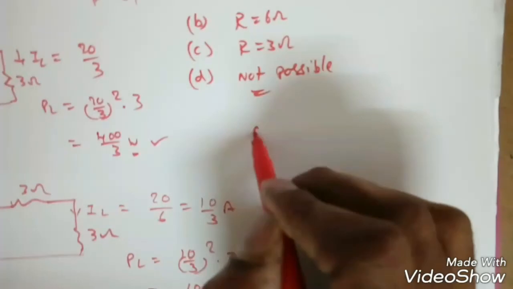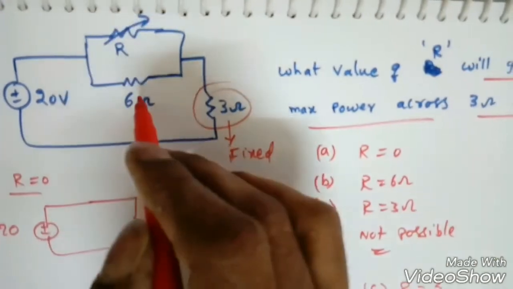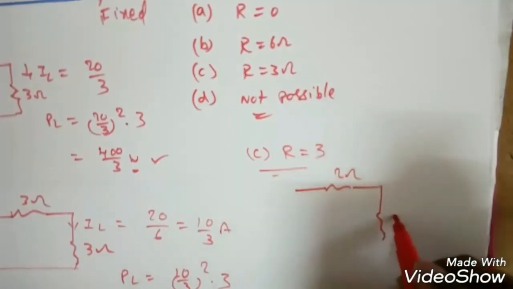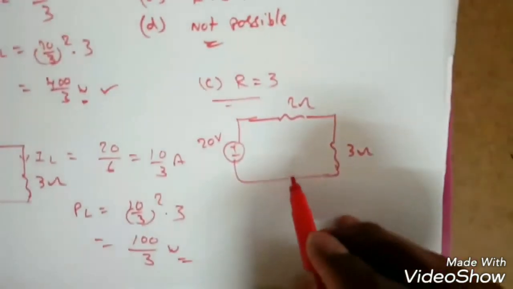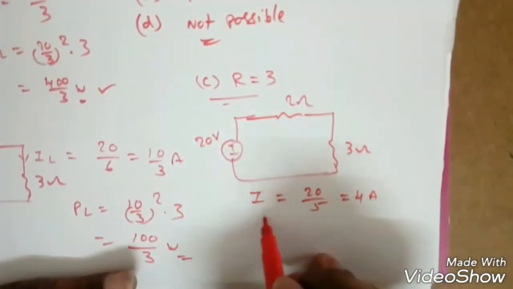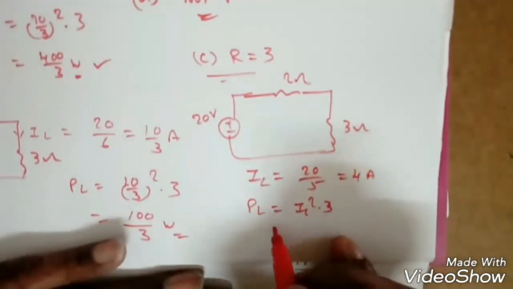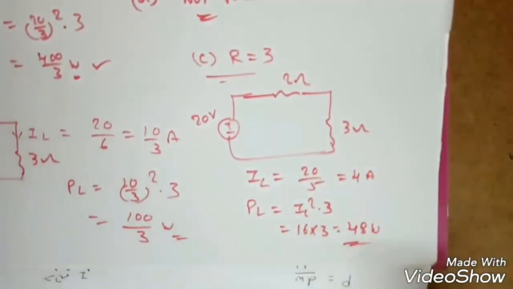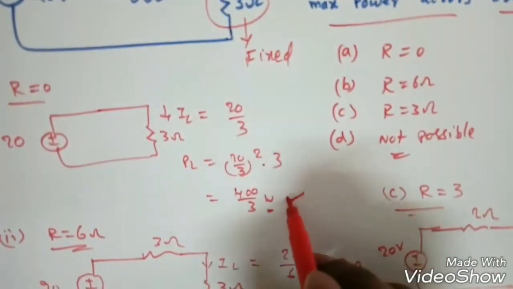Next one. R is equal to 3, suppose. Now 3 parallel 6, so we'll get 2 ohms, right? So this is 2 ohms and this is 3 ohms. This is plus minus 20 volts, and if I see what the current is here, I will get 20 by 5, so 4 amperes. So this is IL. So what is the power P? IL square into that 3 ohms, so 16 into 3, right? 48 watts. Now if you observe these problems, which one is giving the maximum power?